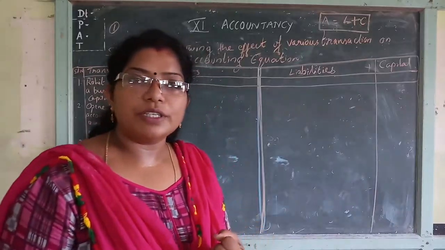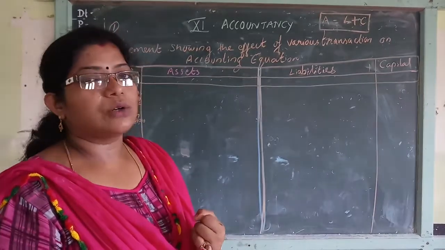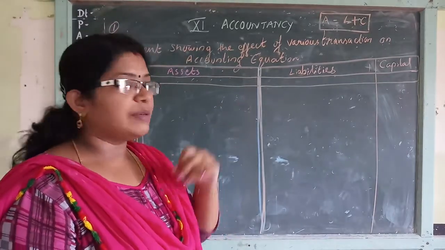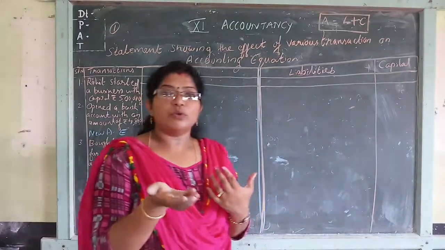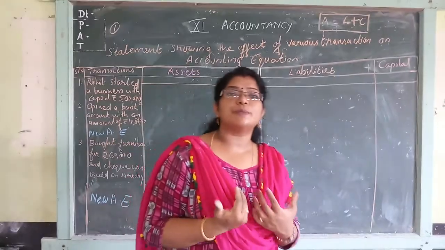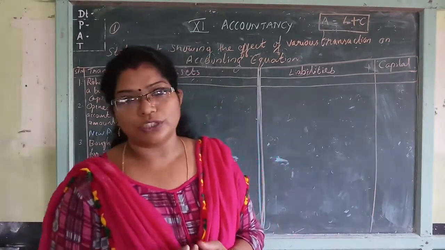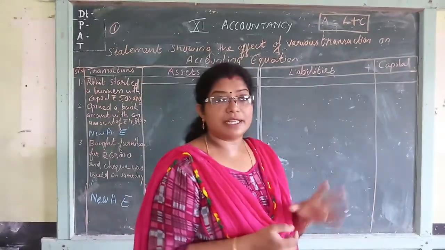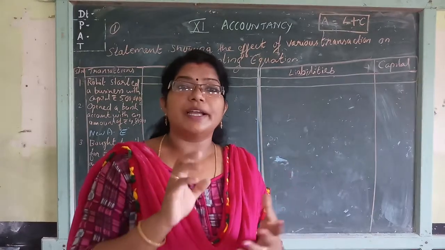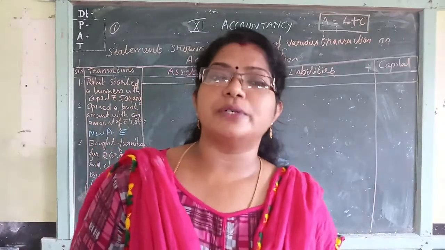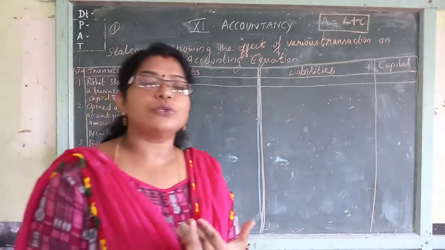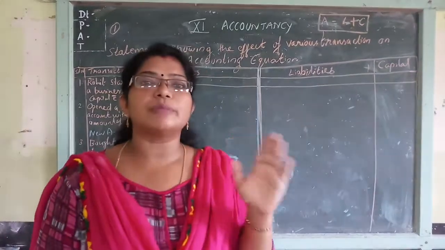The first one is the amount introduced by the owner, that is the real capital, that will come in that column first. The next one is any amount withdrawn by the owner for his personal use, that is called drawings. That also will come. How will it affect? A minus effect, a negative effect, because he withdrew the amount for his personal use. In such a case, deduct that amount from that column.